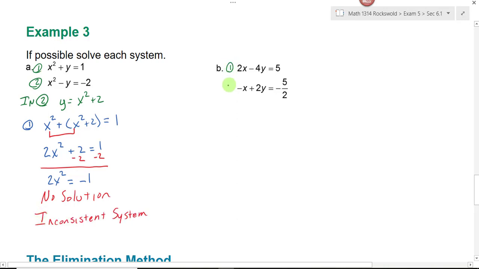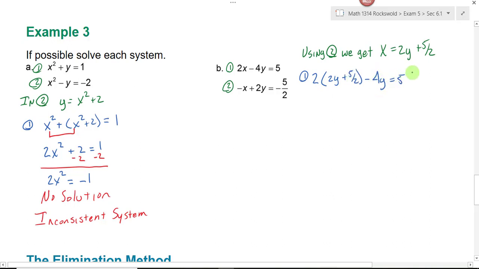For the system of equations in part B, I'm going to start the same way. I'm going to number my equations to make it easier to discuss. I've got to pick a variable to isolate. I think it'll be easier to get x by itself here because all I have to do is add x to both sides of the equation and add 5/2. So when I solve equation 2 for x, I get x equals 2y plus 5/2. Now I'm going to drop in this 2y plus 5/2 in place of x in equation 1. So in equation 1, I've got 2 times (2y plus 5/2) minus 4y equals 5.